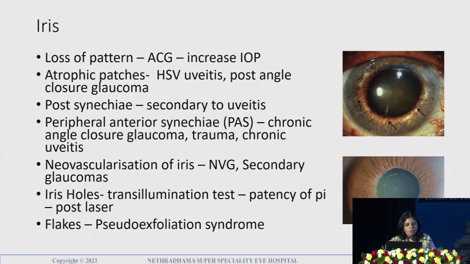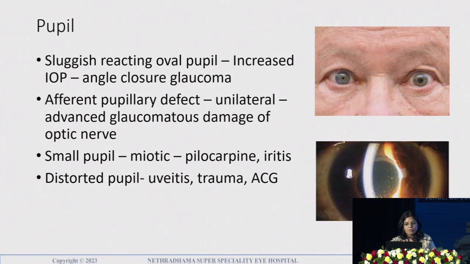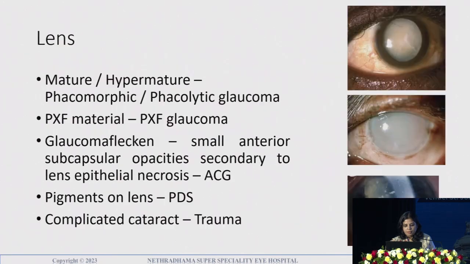In the iris, look for atrophic patches, posterior synechiae, peripheral anterior synechiae. Look for neovascularization of iris. Look for iris holes. Check for the patency of the PI. Also check for the pseudoexfoliation, which can be present on the iris. Pupil: we see a sluggish reacting oval pupil in cases of increased intraocular pressure. Afferent pupillary defect needs to be checked. If it is unilateral, it is suggestive of advanced glaucoma in that eye.